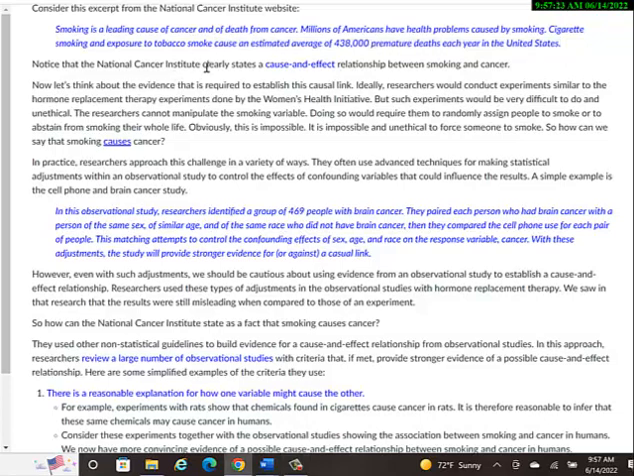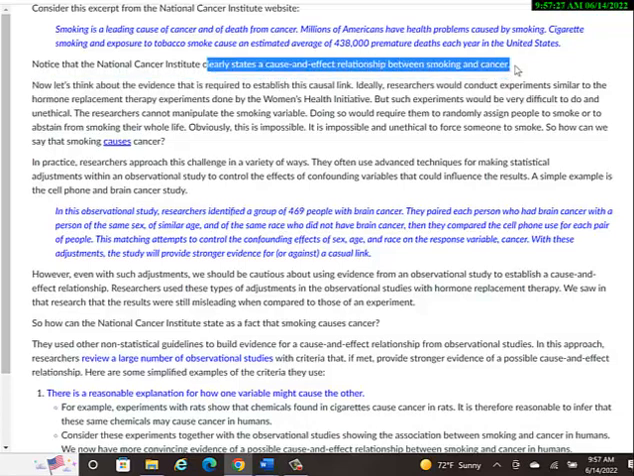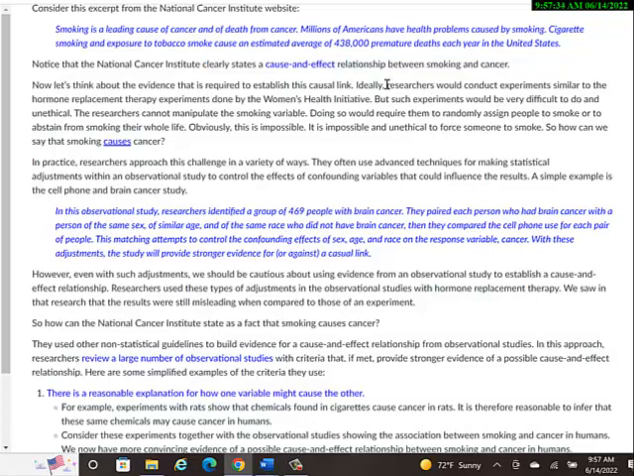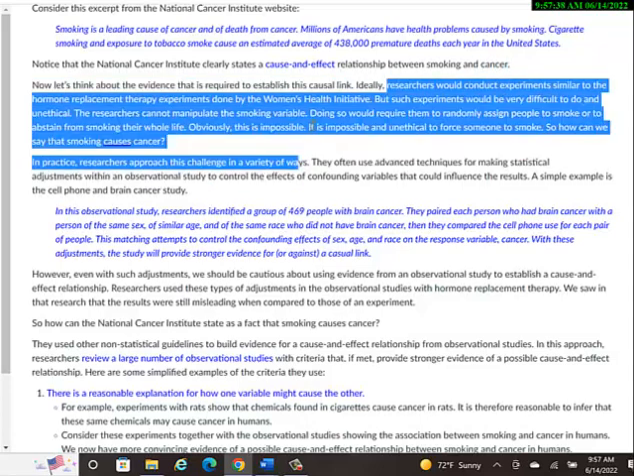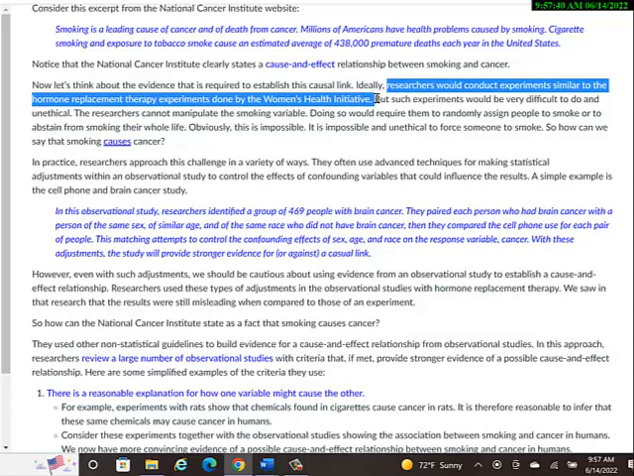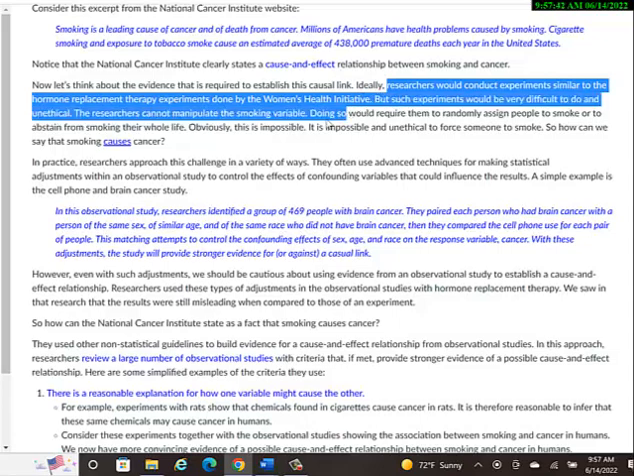But notice that the National Cancer Institute clearly states a cause and effect relationship between smoking and cancer. But think about the evidence that is required to establish this causal link. As it says, ideally, researchers would conduct experiments similar to the hormone replacement therapy experiments done by the Women's Health Initiative, but those experiments would be not only difficult to do, but very unethical. I think we mentioned that before.